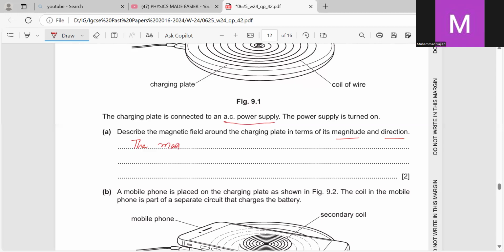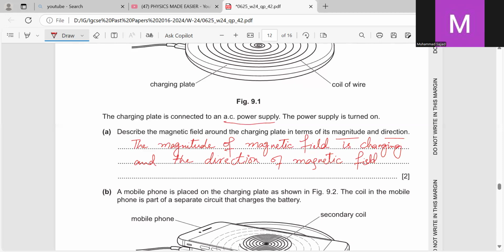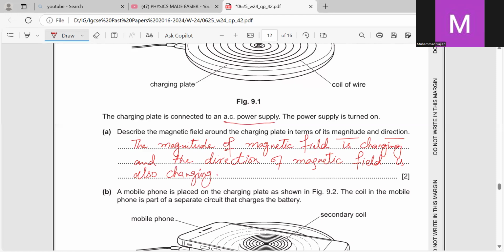The magnitude of magnetic field is changing, and the direction of magnetic field is also changing because of the AC power supply.